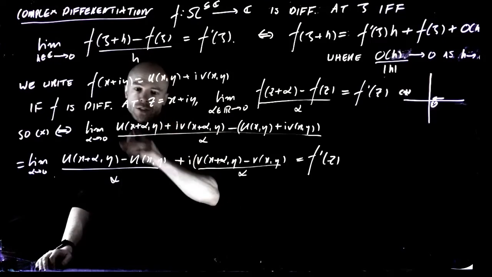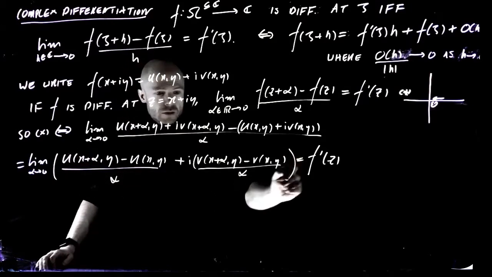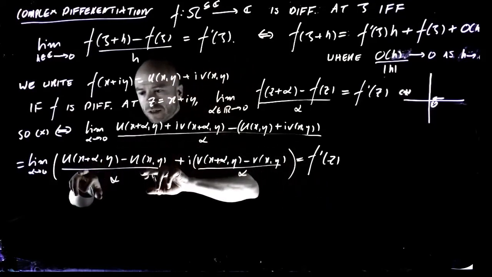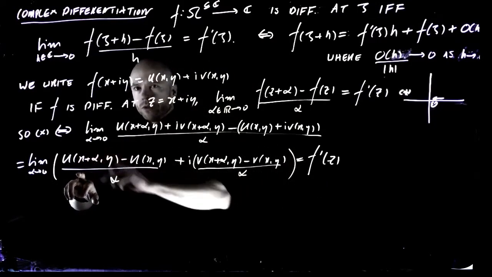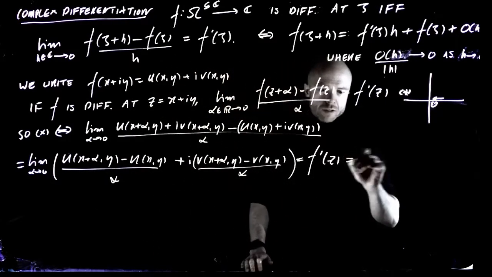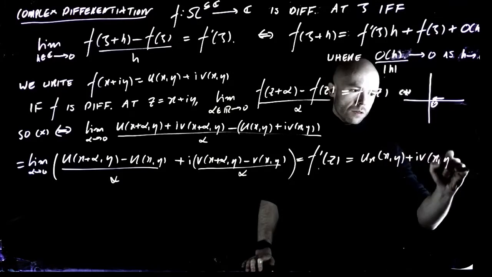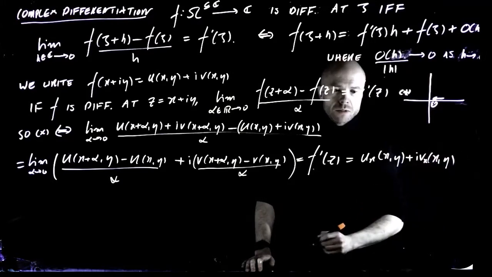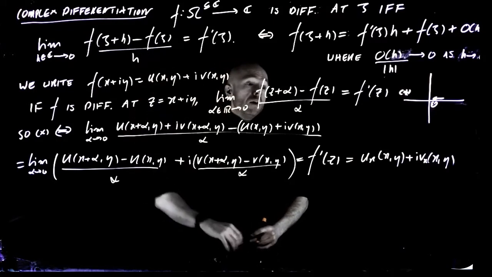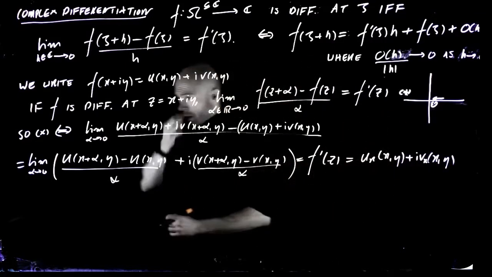Yeah? Okay, so both these limits exist, so we can write this entire limit of the sum as the sum of the limits. The limit of this thing as alpha goes to 0 will just be the partial derivative of u with respect to x, and this guy will be the partial derivative of v with respect to x. So this thing will be u_x(x, y) + iv_x(x, y). As a consequence of this definition, the partial derivatives of u and v have to exist, at least with respect to x.